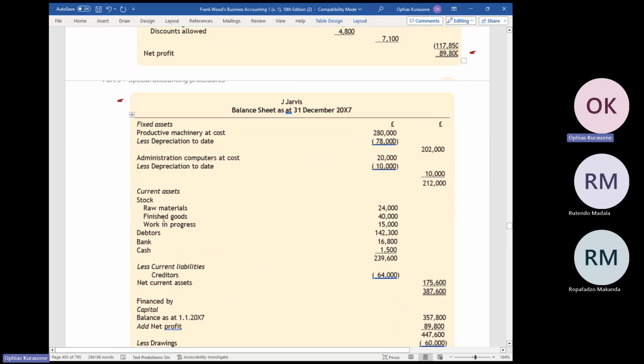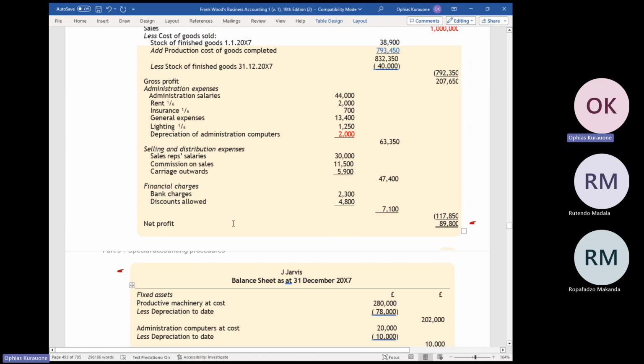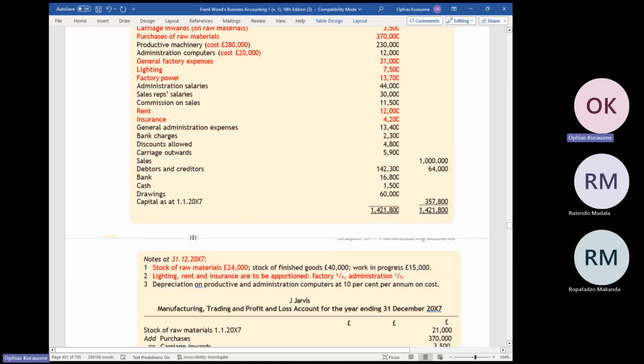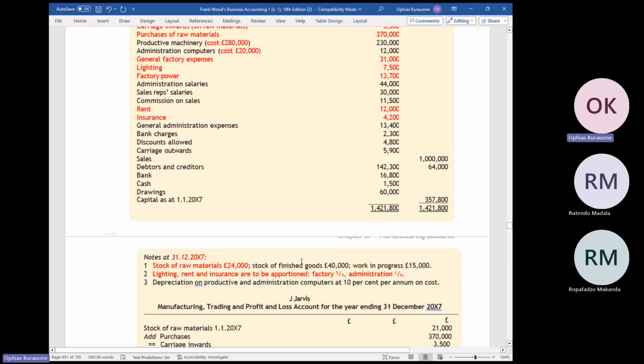Then our current assets. Here we take the closing inventory, the closing figures. That is what we take. So the closing inventory, if you come to your question, for raw materials 24,000, finished goods, work in progress. These are all closing stock. Then you take bank, this adjustment is your asset. Cash is your asset. These are your assets.